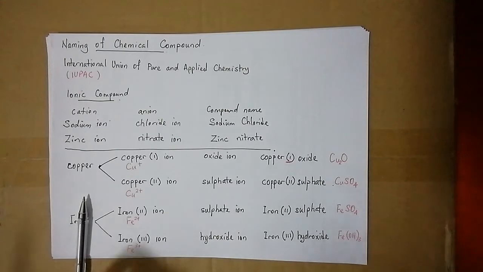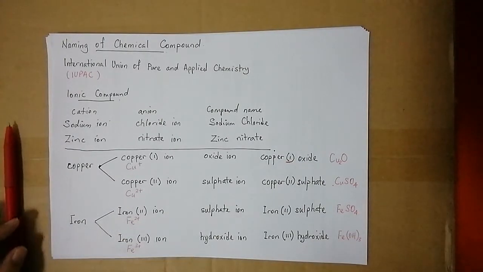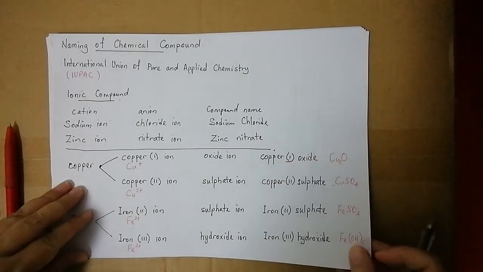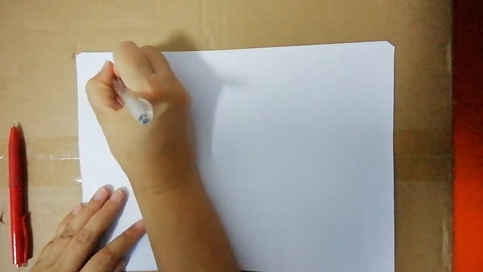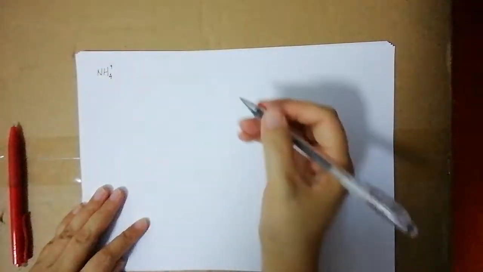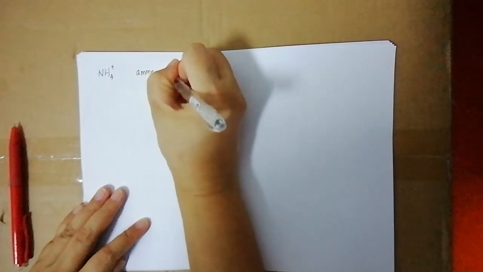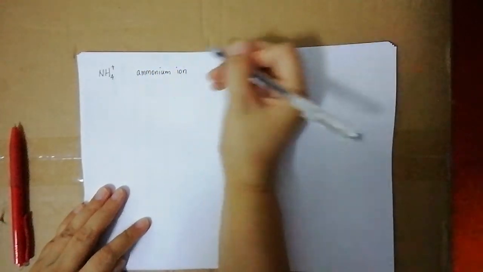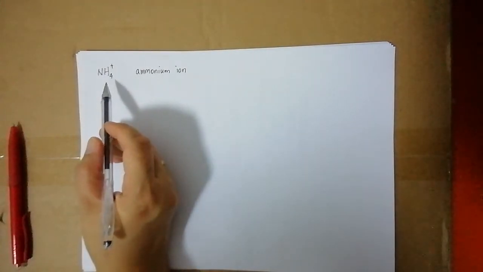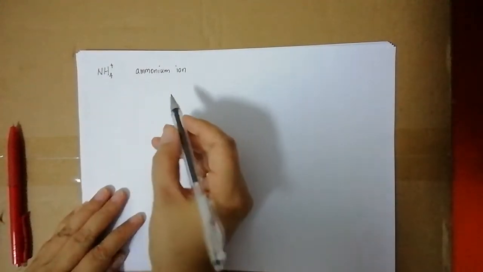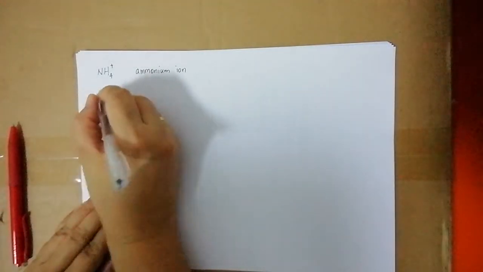And of course there are also cations which are combined by more than one element. For example NH4 positive, and this we call ammonium ion. So in your syllabus, you will only learn this for the naming of the compound, which is the ammonium ion.